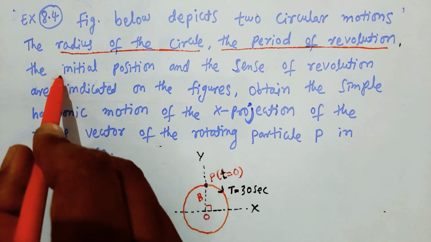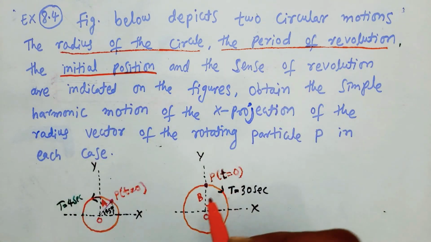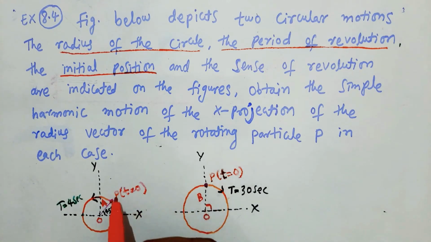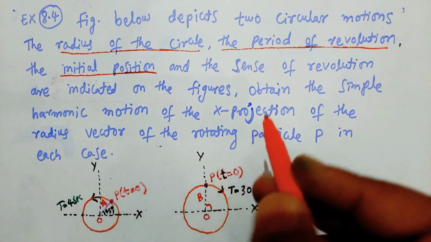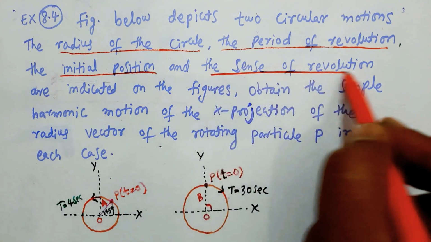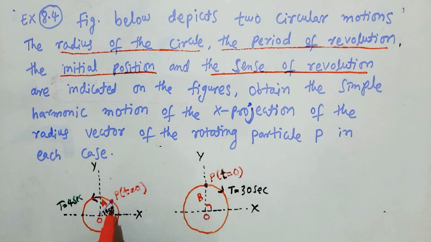Here the initial position is given. So here initial position means what? At t is equal to 0, the angle of the initial position is nothing but the phase constant. Here it is phi is equal to 90 degrees. Here t is equal to 0, here it is 45 degrees. And the sense of the revolution is given. Sense of the revolution means what? Here the particle moves in anti-clockwise direction. Here this particle moves in clockwise direction.